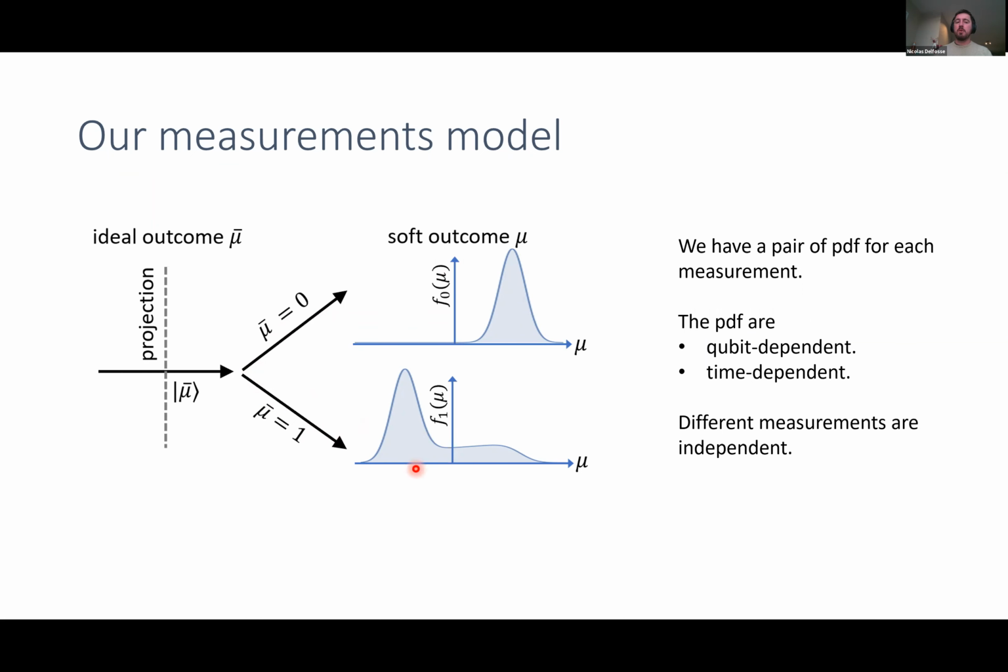Projection 0, projection 1. So we have an ideal outcome, which is unknown. And based on this ideal outcome, we sample from some distribution that gives us a soft outcome. And we will assume that those 2 distributions are independent, and they are independent over different qubits or different time steps.